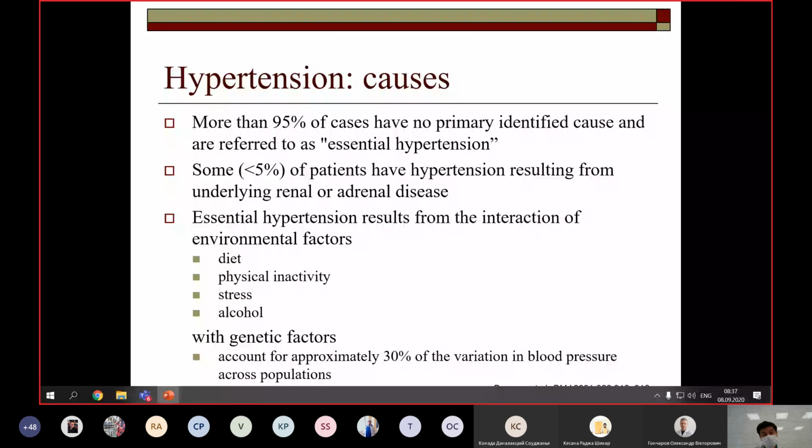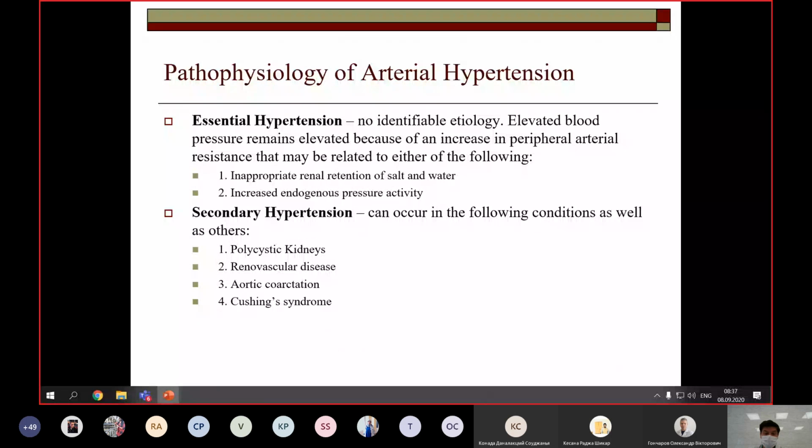On this slide, you can see the pathophysiology principles of arterial hypertension. Pay attention, essential and secondary hypertension might have non-identifiable and identifiable etiology respectively. Essential hypertension is associated with processes and abnormalities in peripheral artery resistance and increased stroke volume that may be related to either of the following: inappropriate retention of salt and water, increased endogenous pressor activity, or the so-called imbalance between pressor and depressor factors contributing to peripheral vascular resistance.